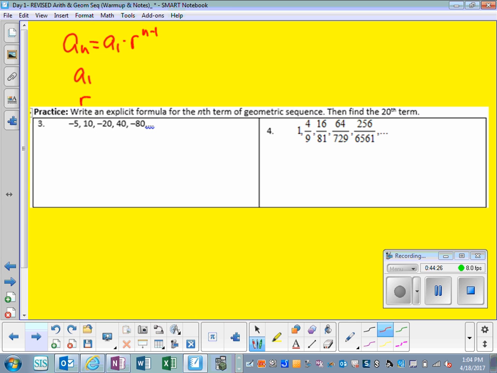So the first one is quite easy, right? What is my a1? Gabi, what is my a1? Negative 5. What is my r? How do I find r, Gabi? Negative 2. Gabi, how did you find that?